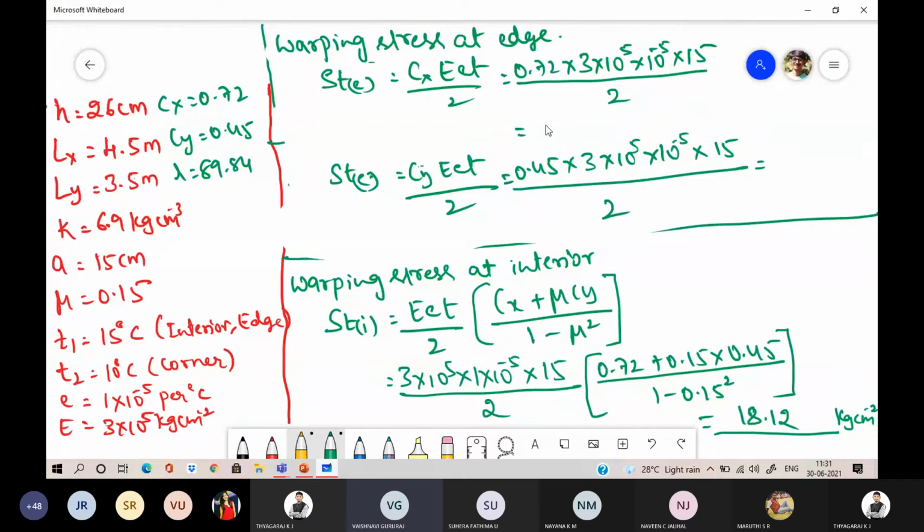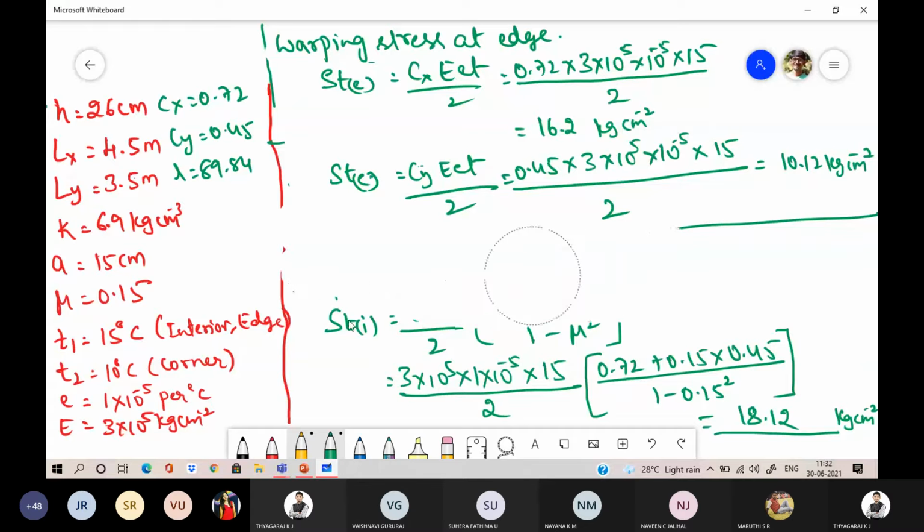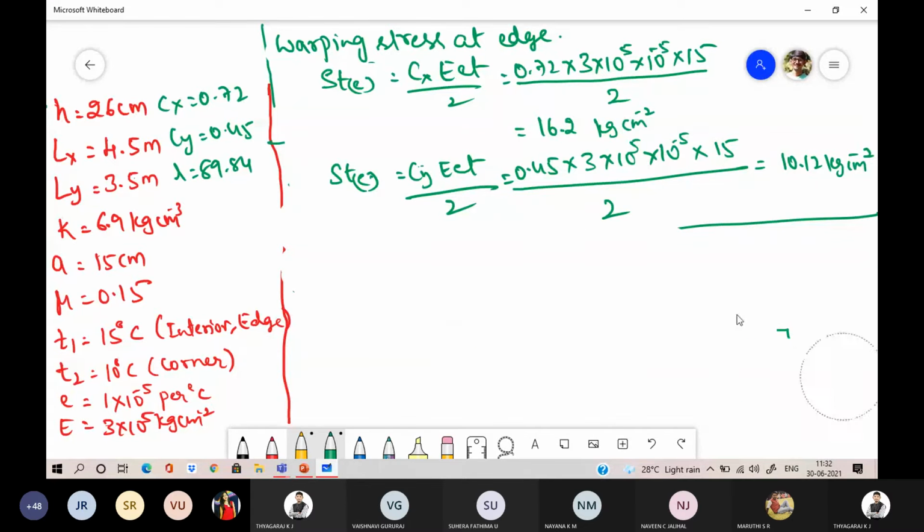Sir, 16.2 and 10.12. So among these two, which is the highest, we are going to consider. So among these two, the highest one is STE, therefore 16.2 kg per centimeter square. Now, warping stress at corner.